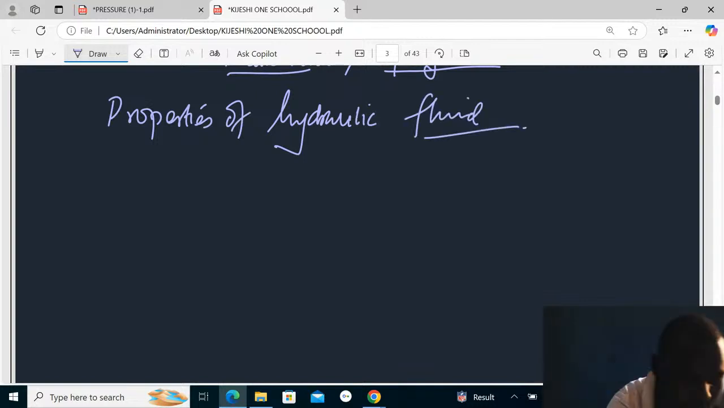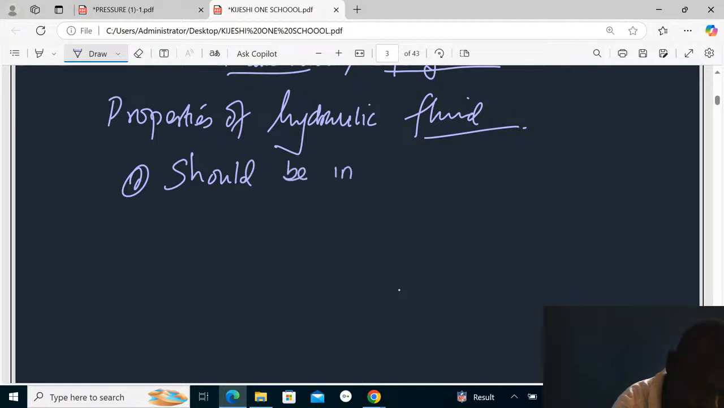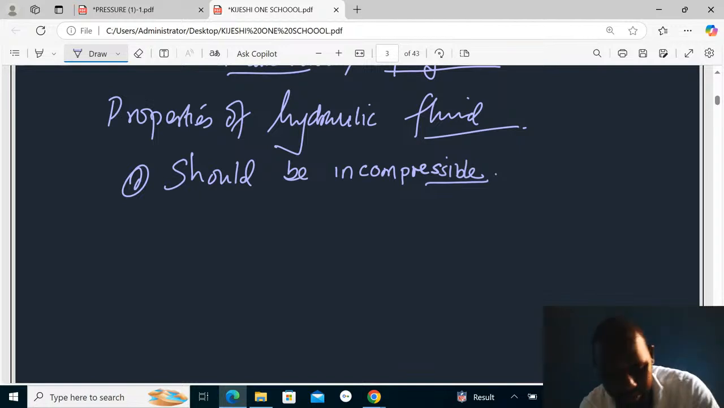Number one, should be incompressible. What does it mean? That no matter the kind of force or the pressure that will be applied, the intermolecular distances for the liquid should not change.